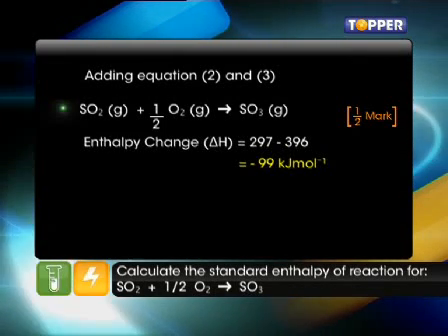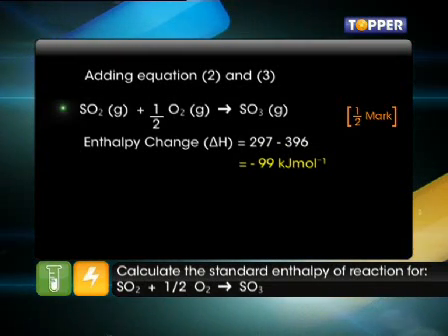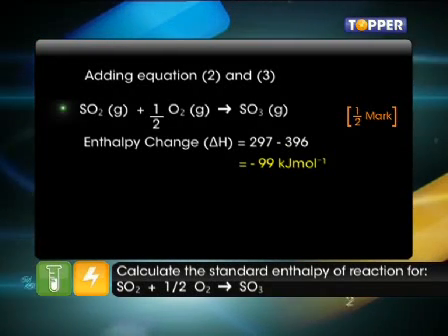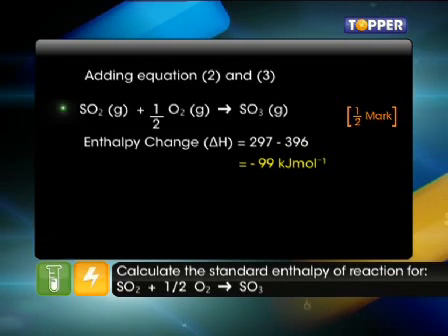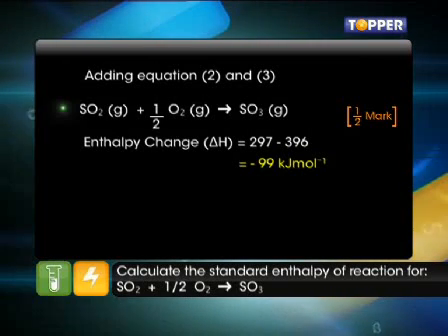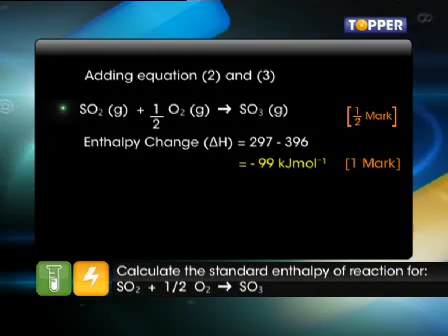Now, as the final step, using Hess's law, you must take the algebraic sum of the enthalpy of the steps of the reaction to get the standard enthalpy of the overall reaction. On calculation, your final answer will be minus 99 kilojoules per mole. This value, along with the unit, will get you the remaining 1 mark. Now, let's move on to the examination expert for useful tips to do well in your exams.